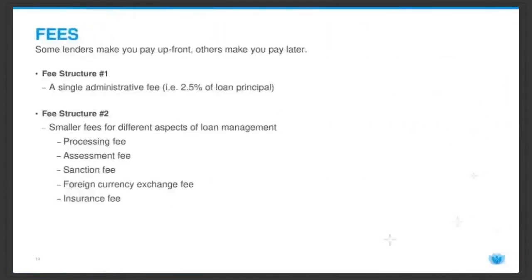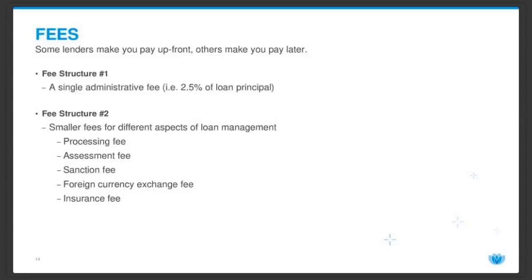Now, there are some lenders who will make you pay different kinds of fees upfront, while there are others who make you pay the fee later on. So before speaking about fee structure 1, I would first talk about fee structure 2 and explain those in detail. These are the smaller fees for different aspects of loan management. Number 1 could be the processing fee, that is the fee that the lender charges to process your loan. Second could be your assessment fee. Third, the sanction fee or the sanction letter fee. Fourth one is a foreign currency exchange fee.